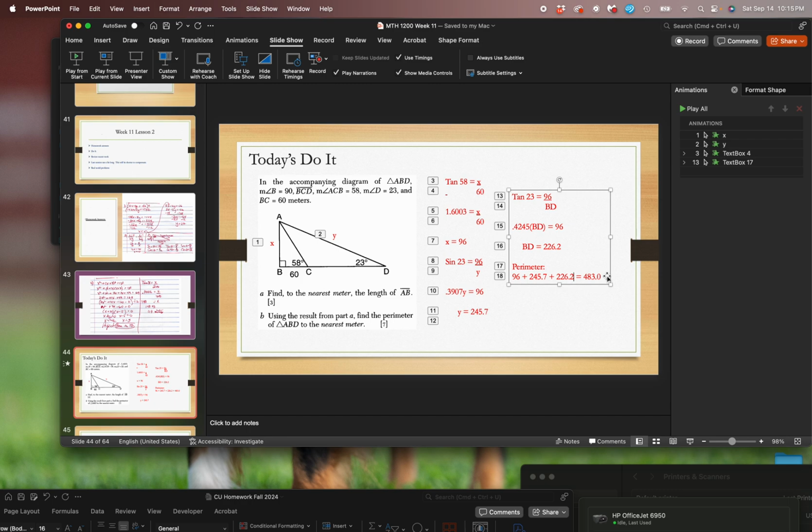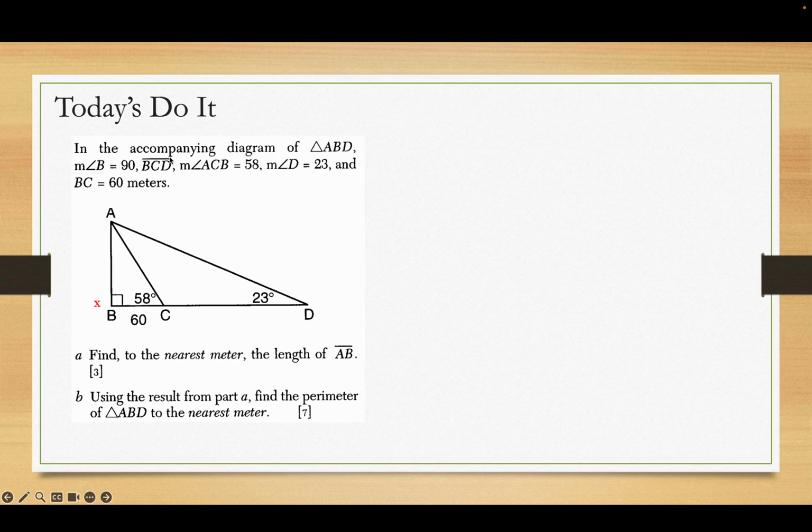But let's see. I'll do the calculator just because I feel a little foggy today, and I don't want to mess this up. Yep, 567.9. And it says to the nearest meter, which would just be 568. Okay, let's go back to showing this up. So we did the x to y, we did the beginning.